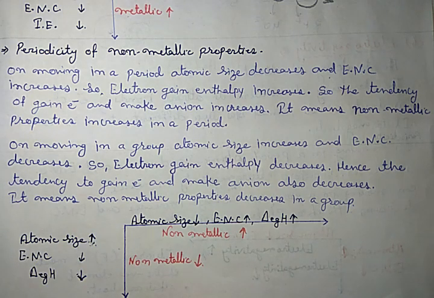In a group, atomic size increases and effective nuclear charge decreases. Hence, the value of delta EGH decreases. This decrease in delta EGH indicates that the tendency to gain electrons and make anions decreases in a group. Got it? So, in a period, non-metallic properties increase, and in a group, non-metallic properties decrease.